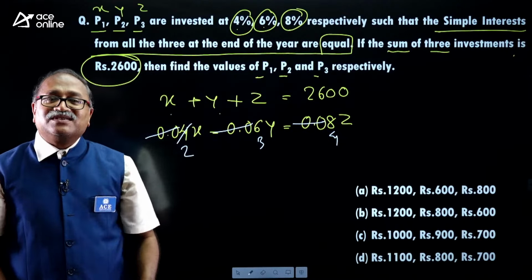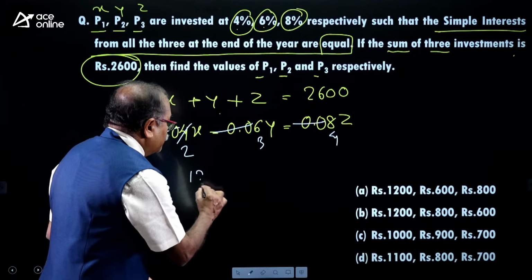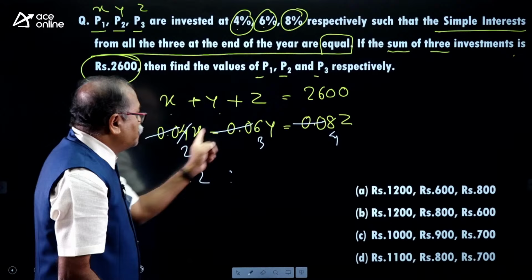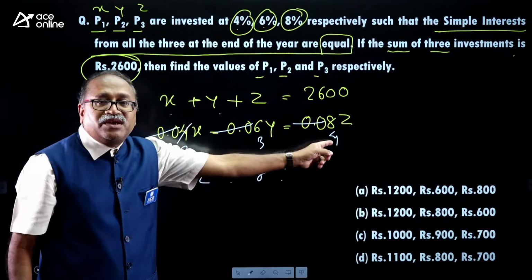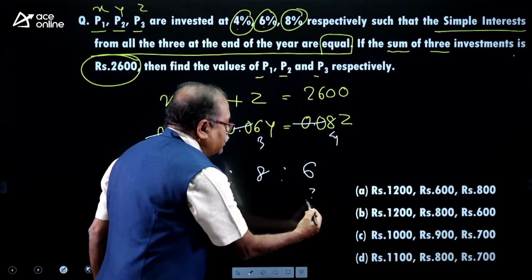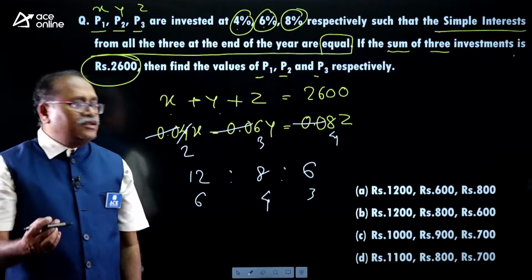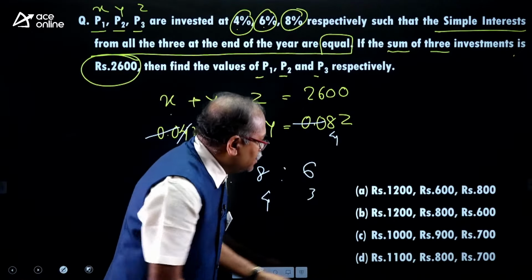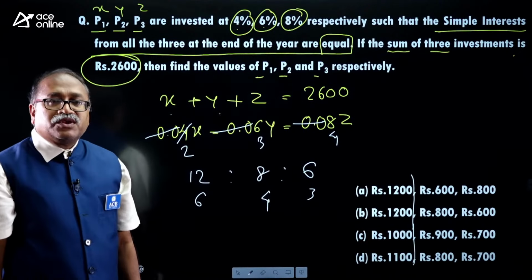So find out what x is. X is 3 into 4, that's 12. What is y? 2 into 4, that is 8. What is z, my dear friends? 2 into 3, which is 6. So this is 3, this is 4, and this is 6. Tell me the answer. The first number is, in 2 cases, it is 1200, and this 1000 and 1100.